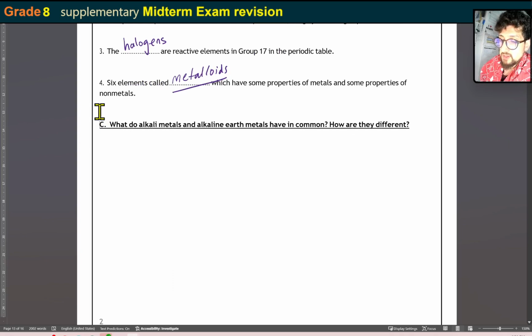What do alkali metals and alkaline earth metals have in common? How are they different? So alkali metals and alkaline earth metals are both metals. So let's see. Similarities.